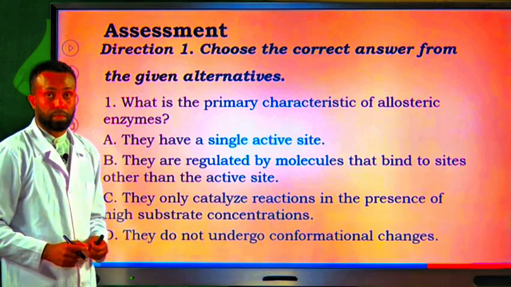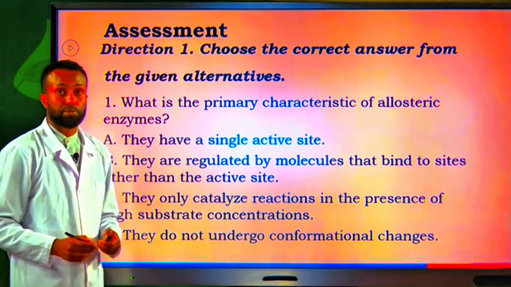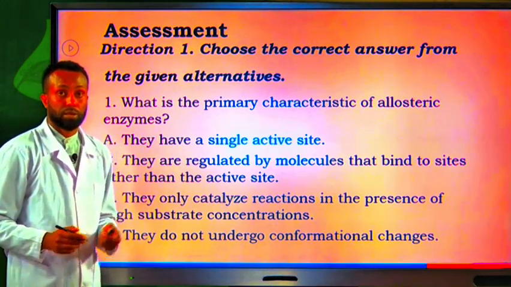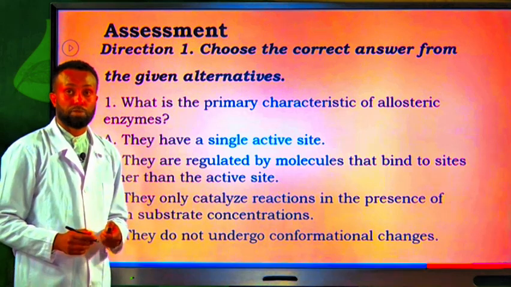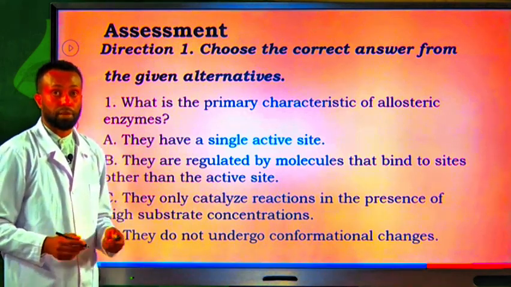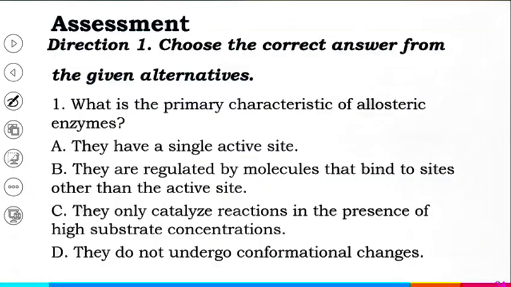Assessment. Choose the correct answer from the given alternatives. What are the primary characteristics of allosteric enzymes? A. They have a single active site. B. They are regulated by molecules that bind to sites other than the active site. C. They only catalyze reactions in the presence of high substrate concentrations. D. They do not undergo conformational changes.